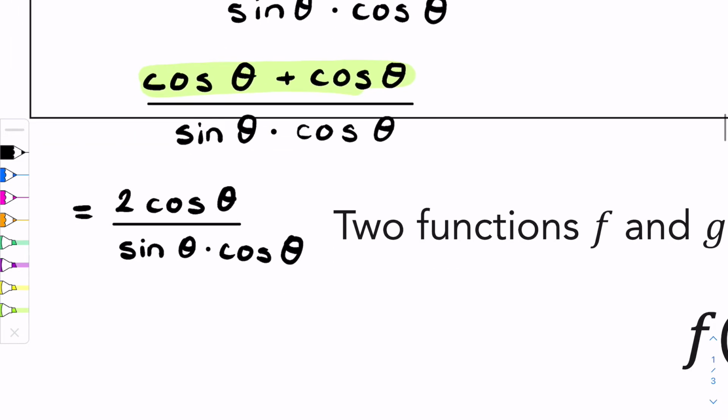And at this point, we have all multiplication. Our numerator is 2 times cosine. Our denominator is sine times cosine. So we can eliminate that value of cosine of theta, leaving us with our final answer of 2 over sine of theta.